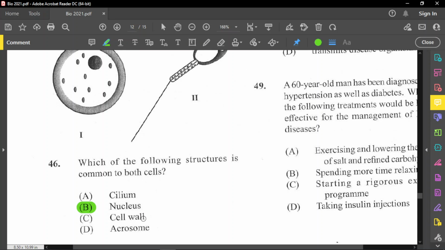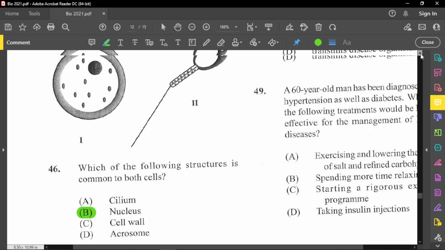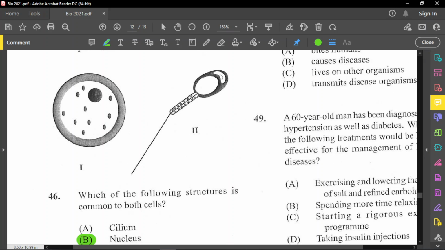Cell wall is absent from both of them. They're not plant cells. Acrosome is only in the sperm cell, which is cell 2. And acrosome is where you'll find enzymes. So it will be at the tip of the sperm cell, and it will be used to burrow itself within the egg cell. So on the top here, we see this white area. That is where you find the acrosome. The other white area, what I'm pointing to right now, will be the nucleus, and that will carry the chromosomes and so on. All right, so that was question number 46.